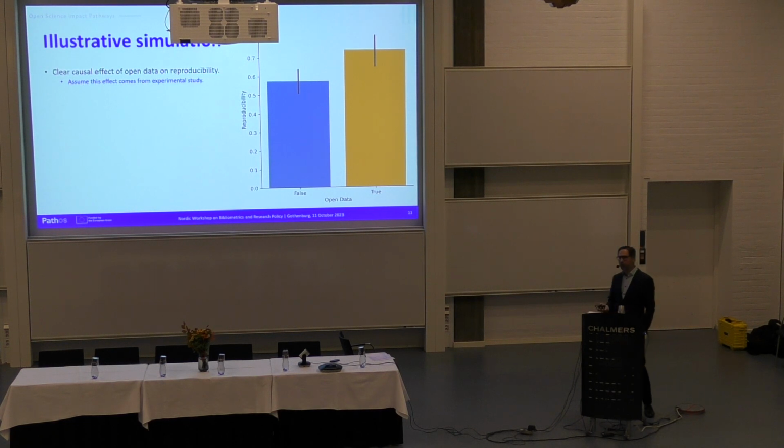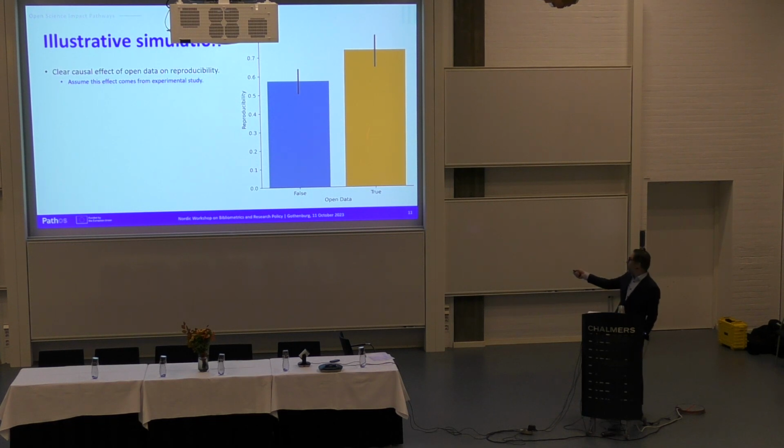Now, open data we might be able to measure in reality. Reproducibility is, of course, much more difficult to measure in one way or another. Here it's simple because I just simulated it, so, easy way out. But we might think that we actually did a number of replication studies of particular research questions, particular publications, and suppose that we ran some experimental study looking at how open data actually changed this outcome in terms of reproducibility.